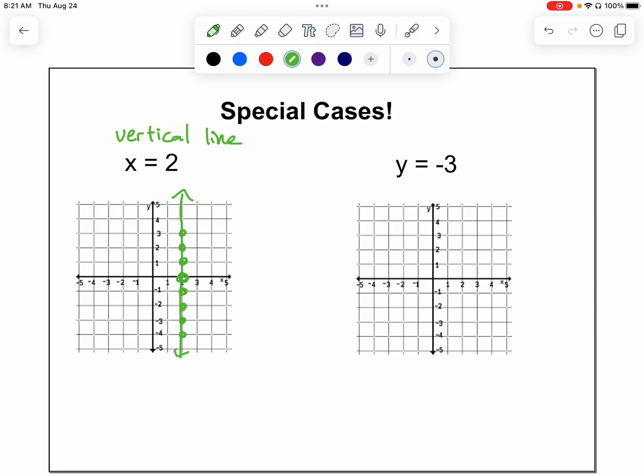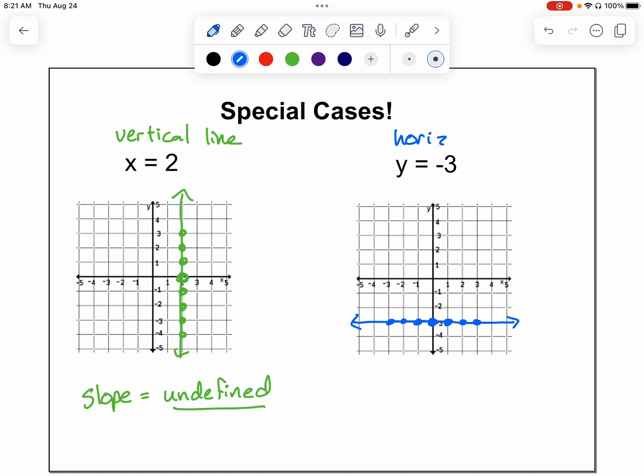And it also has a special slope. What we call that is a slope that is undefined. So vertical lines have an undefined slope. For y equals negative 3, you'd go down to y equals negative 3, and then you want to touch everywhere where y is negative 3. If you go to the right of that, that's still where y is negative 3. If you go to the left of it, that's where y is negative 3. So that's going to create a horizontal line at y equals negative 3.